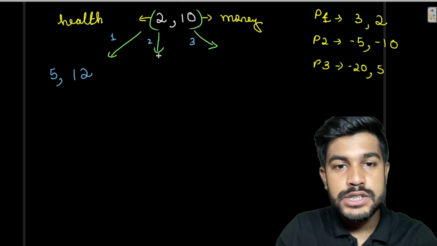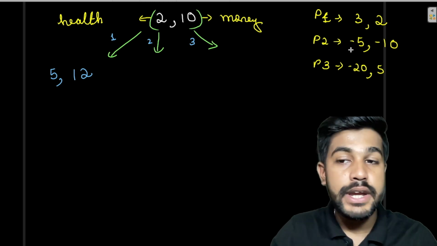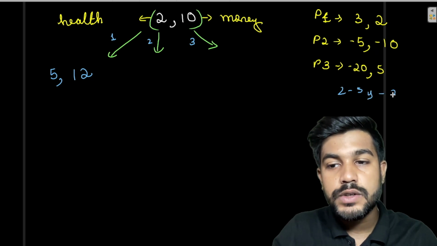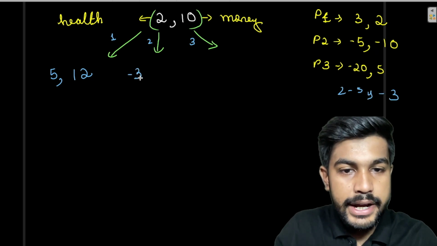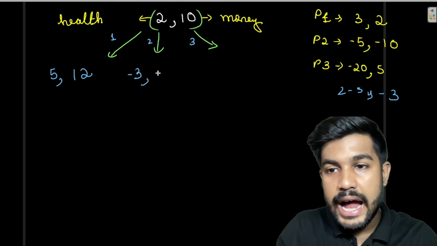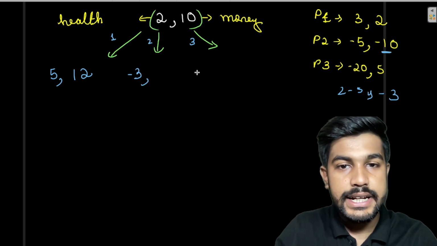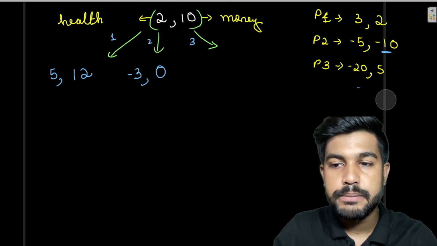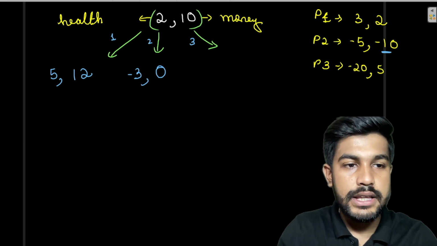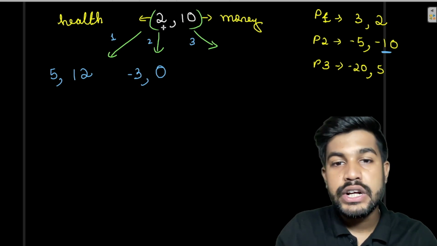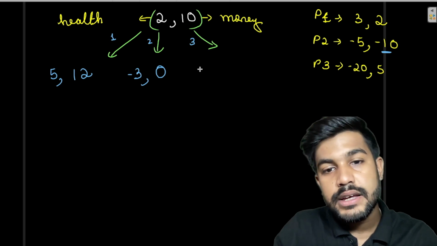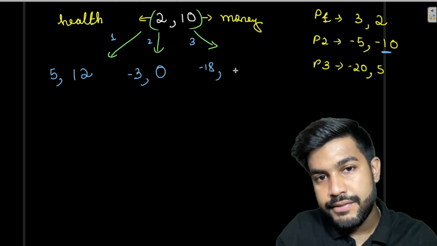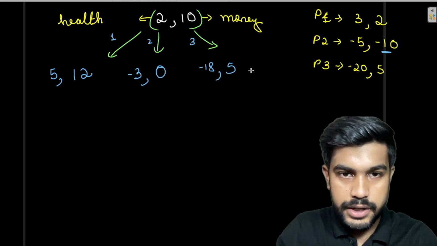Then the next one, if we use the second path, then it would decrease by negative 5. So 2 minus 5 equals minus 3. So this would become negative 3. And this would decrease by 10, so this would become 0. And then let's try the third path also. If we use the third path, then the health would decrease by 20. That is negative 18 it would remain. And then 10 would decrease by 5, so 5 would remain.